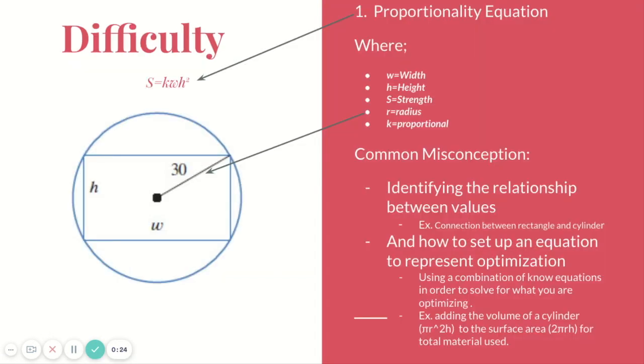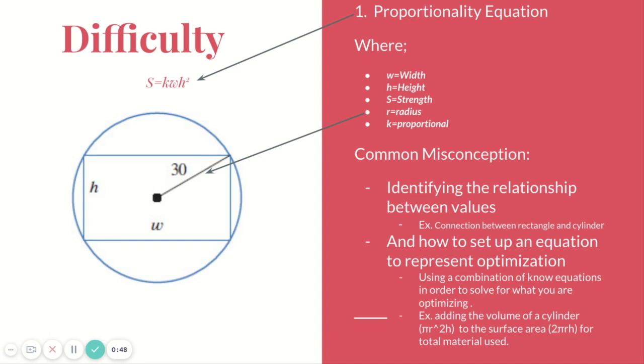A difficulty our student had with solving this problem was understanding the relationship between the variables, specifically in setting up the correct equations in order to solve the question. From the problem, he understood that W represents the width, H the height, and S the strength. However, he misunderstood how, from the equation and its derivative, S equals K W H squared, can be solved for maximum strength.